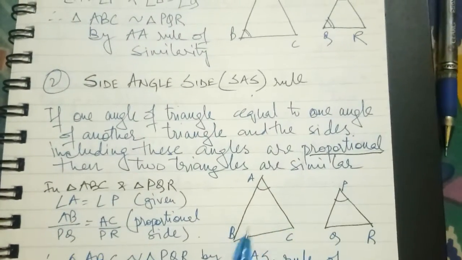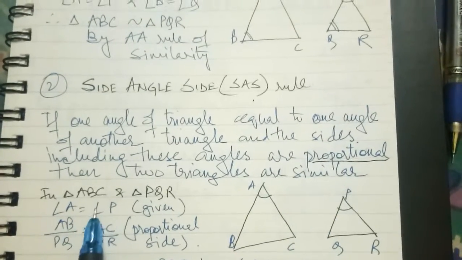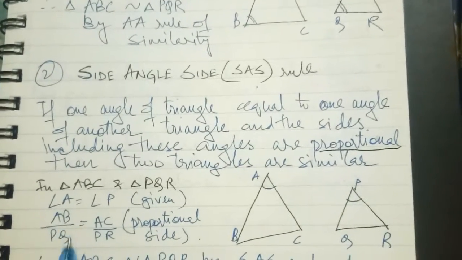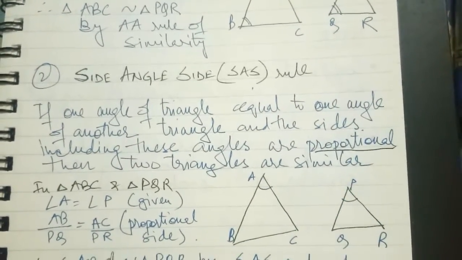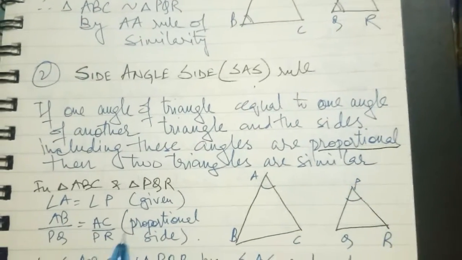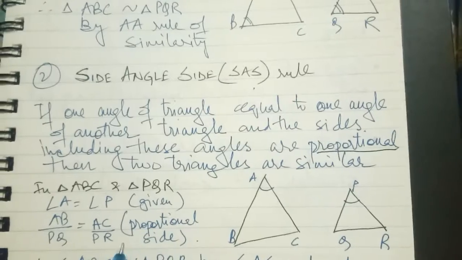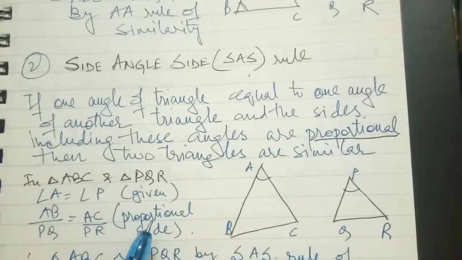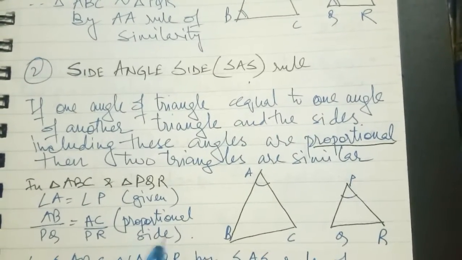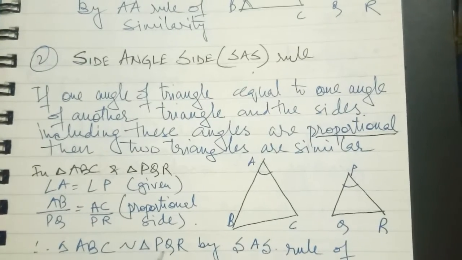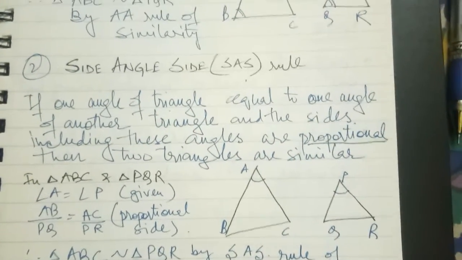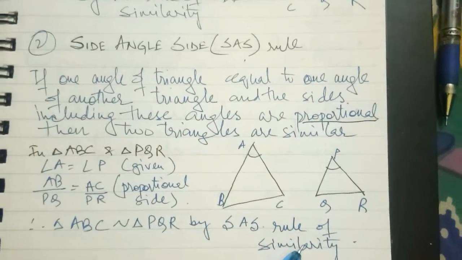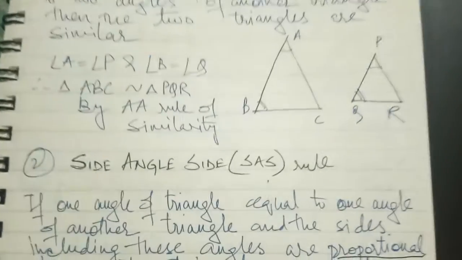Now in these two triangles, see the angle is given over here. In triangles ABC and PQR, angle A equals angle P given, AB by PQ and AC by PR. This is the form of proportional sides. This is not given in congruent triangles. What you wrote there was equal, but here you do not write equal, you write the proportional sides. Therefore triangle ABC is similar to triangle PQR by side angle side rule of similarity. I hope you have understood these two rules.